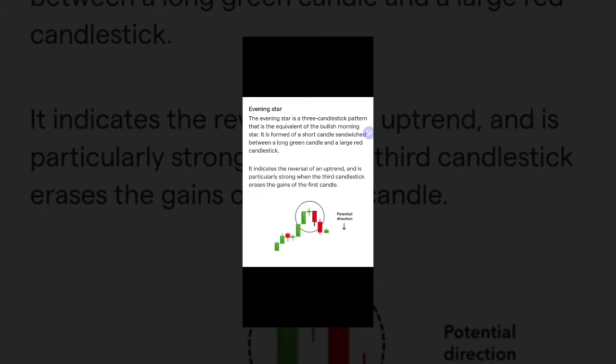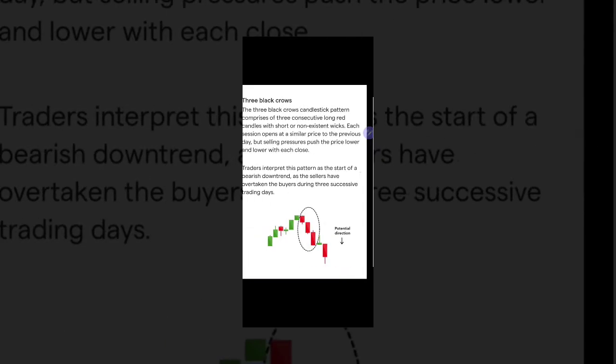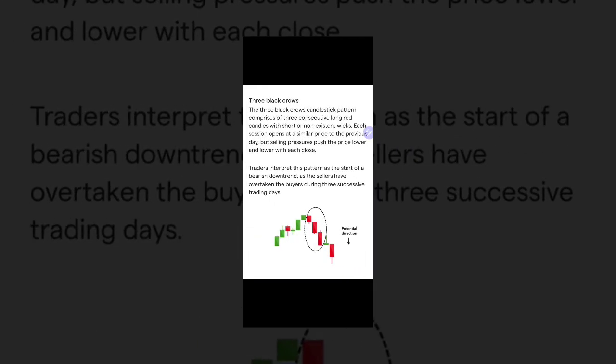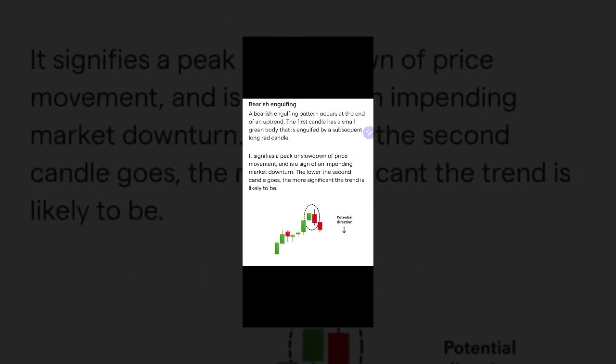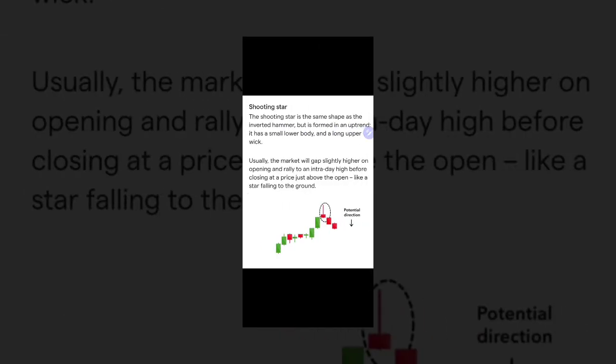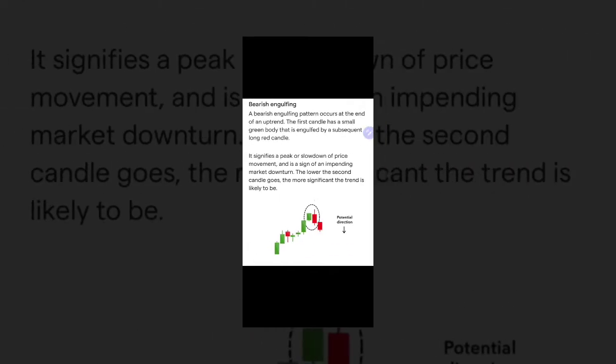basically like the morning star, but exact opposite. You can pause and read it if you like to, but this is a bearish trend. The three black crows that are red. This is also a potential direction to the downside. If you see these, the three black crows look a lot like the bearish engulfing and the hanging man, sort of.